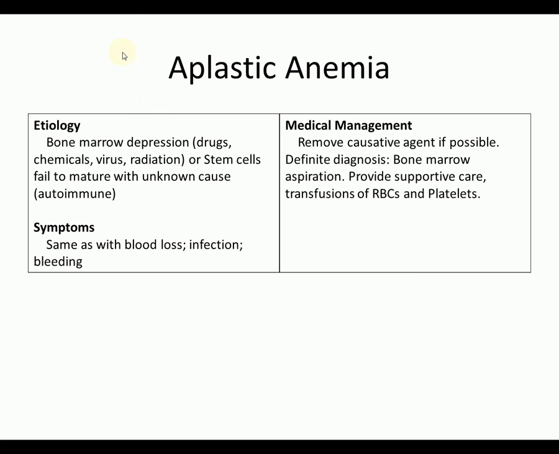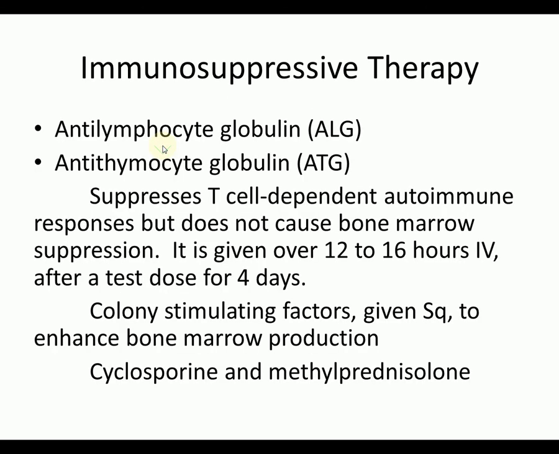Like your chart says, you want to remove the causative agent if possible and get that definitive diagnosis. Your symptoms are going to be the same as with blood loss, infection, and bleeding. Immunosuppressive therapy, like I was telling you, the ALG and the ATG, suppresses the T cell dependent and the autoimmune response. It does not cause the bone marrow suppression.